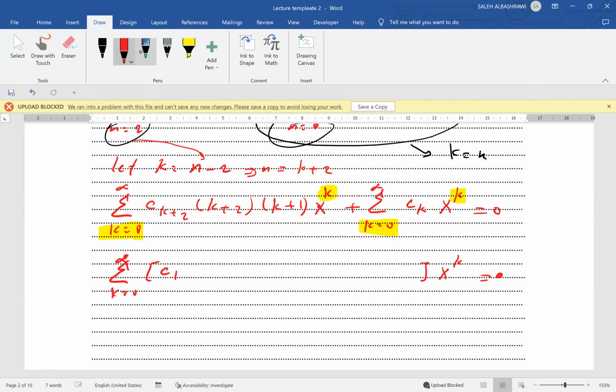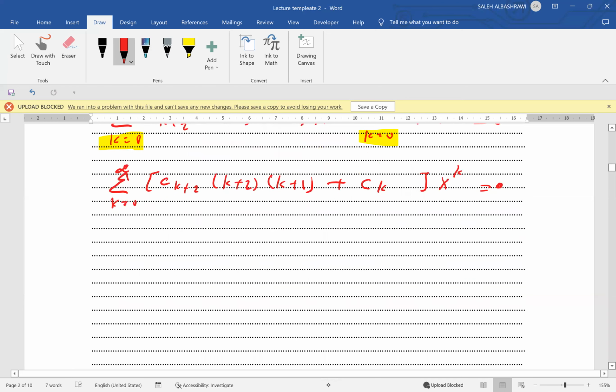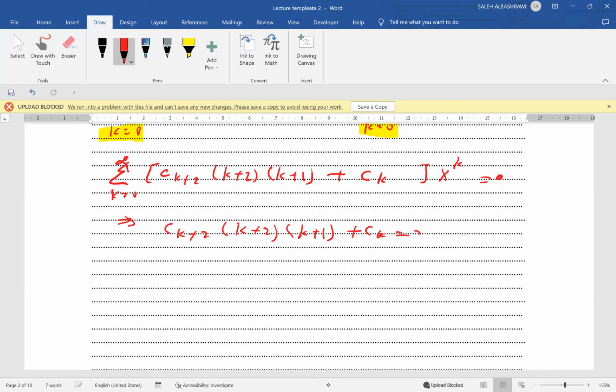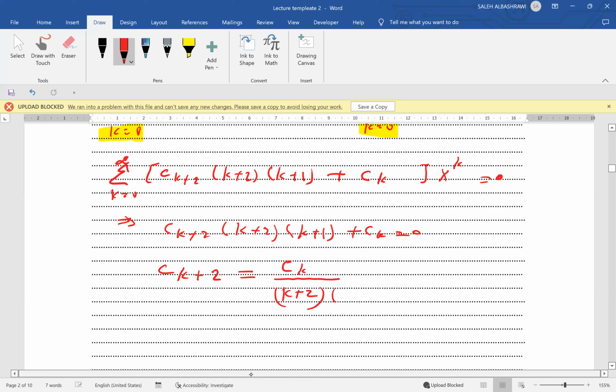So the first one is c k plus 2 multiplied by k plus 2 times k plus 1 plus c k equal to 0, which means this will give me c k plus 2 multiplied by k plus 2 and k plus 1 plus c k equal to 0, or c k plus 2 equal to c k divided by k plus 2 multiplied by k plus 1.